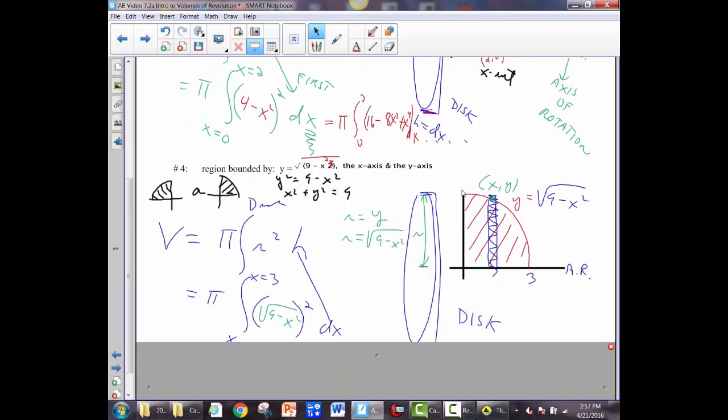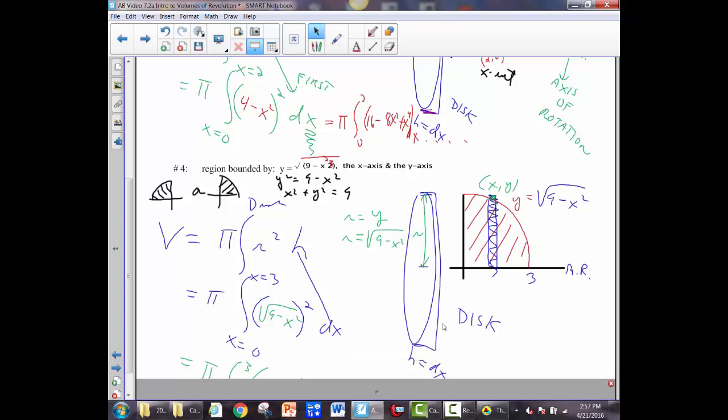So here's our graph. That's 3, 0, that's 0, 3. Because the axis of rotation is the x-axis, which is horizontal, we have to draw our little vertical strip as vertical, perpendicular to the x-axis. Now you're going to picture taking that and rotating it about the x-axis. You'll get this disk. The radius of this disk, again, is the y coordinate of the point. And again, the height of our disk is dx.